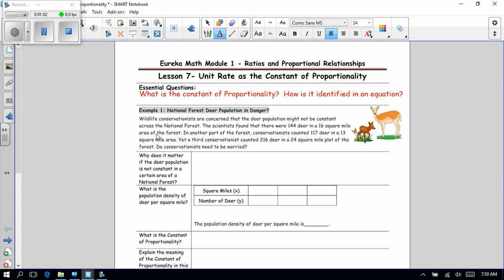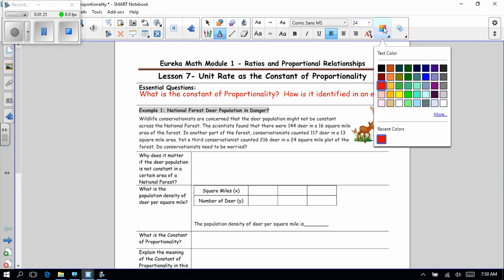All right, example 1, national forest deer population in danger, right? So we've got these wildlife conservationists, and they're concerned the deer population might not be constant across the national forest. Scientists found that there were 144 deer in a 16 square mile area of the forest. Okay, I'm going to circle that, kind of important.